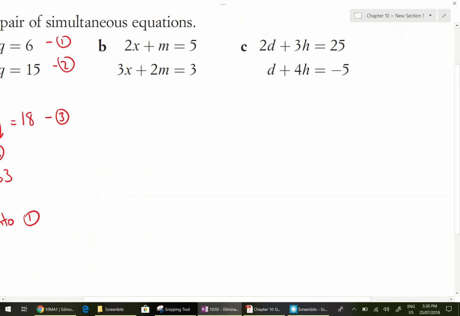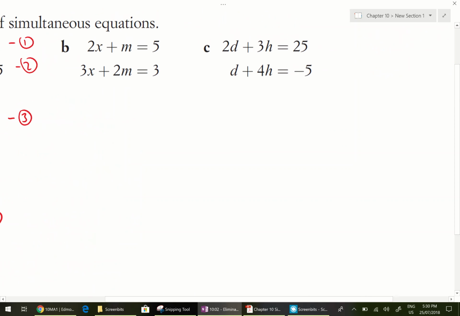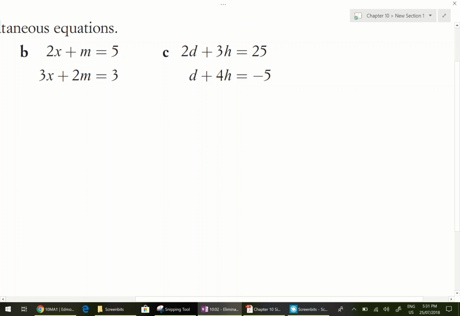I'll do question C, and it's going to be the same process. We look at our variables and we don't have anything that's the same. So we have 2D, we have D, 3H, we have 4H. None of those are the same. So what we have to do is make a third equation. We have our first two equations here. We look at equation 2 and we can turn D into 2D. We can't turn 4H into 3H or vice versa.